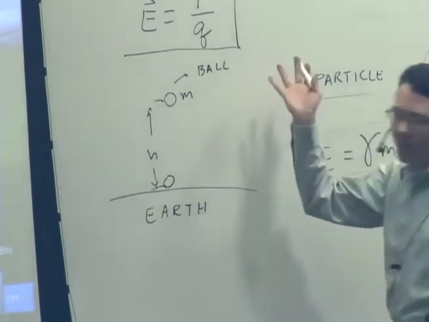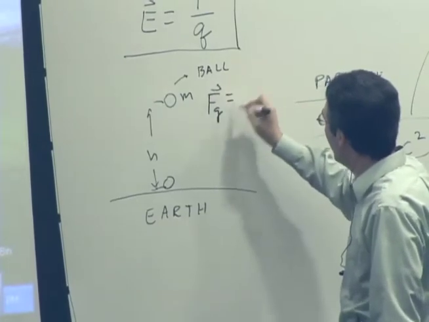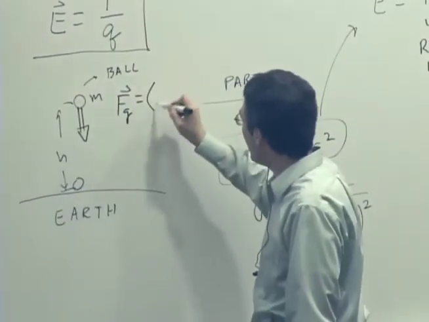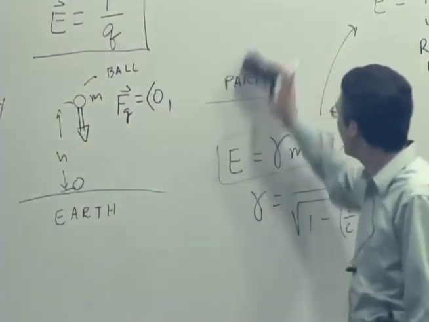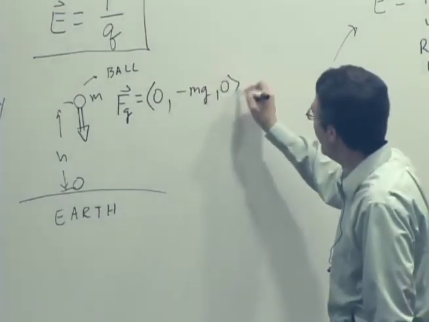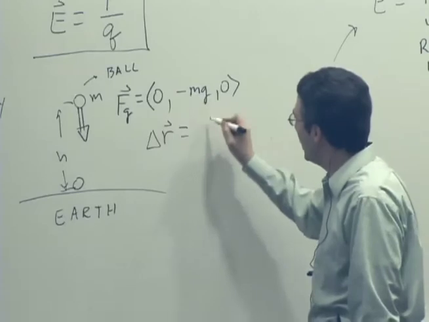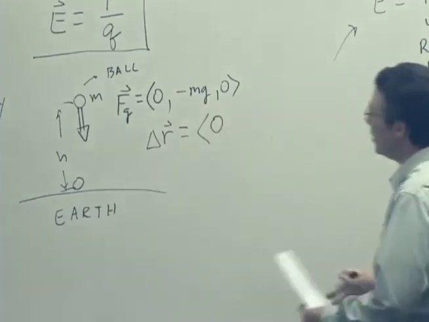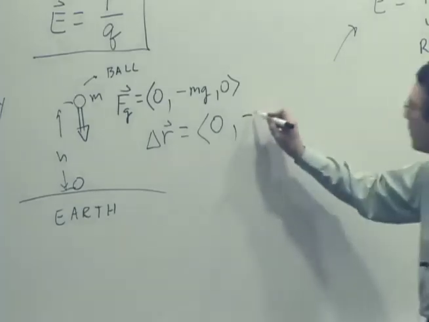So the force, what force is acting on the ball? Gravity. Okay, so we can write that as a vector, right? We can say the gravitational force is pointing downward. We assume that this is the positive y direction. Up is positive y. Force is going to be 0, negative mg, 0. The displacement, the change in position, is going to be 0. What's the displacement in the y direction? Negative h. That's right, negative h.